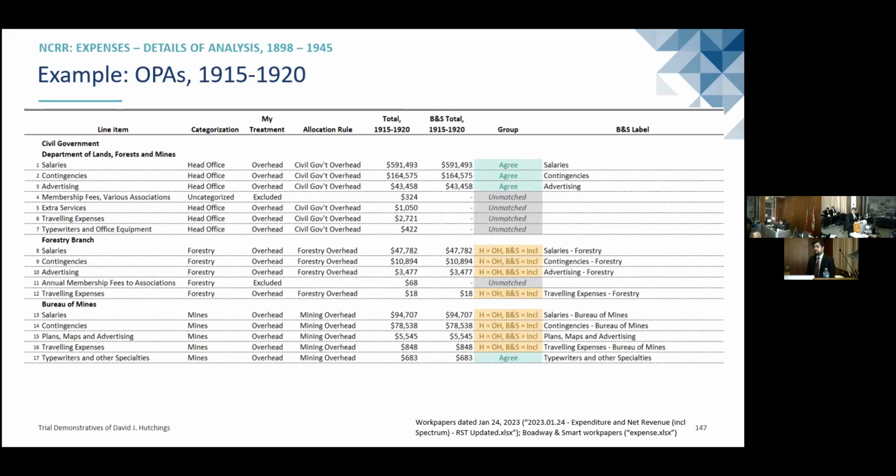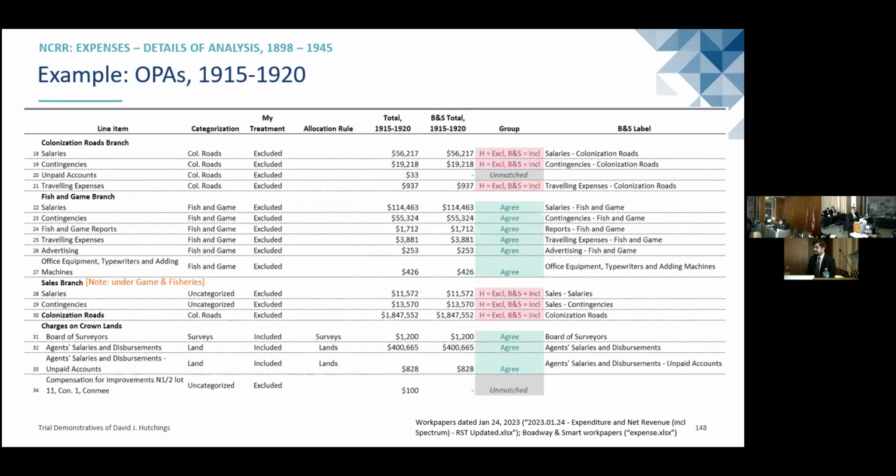We do agree on the last item, typewriters and other specialties, that's overhead. We're not sure for whose benefit each typewriter was bought. So over the page, this is now slide 148. Thank you. The first branch here is the colonization roads branch.